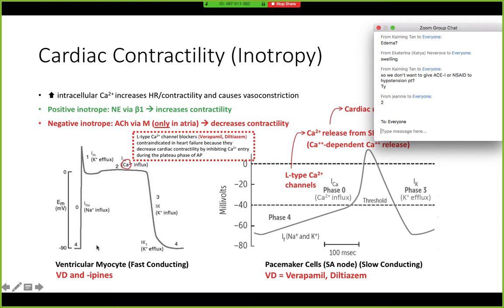So important to know is the fact that, so when he uses VD, he means verapamil diltiazem. So they both work on your ventricular myocytes as well as your pacemaker cells. And then verapamil and diltiazem can actually work both on ventricular myocytes and your pacemaker cells. And what he likes to say is that verapamil and diltiazem they break your heart, so they slow it down.